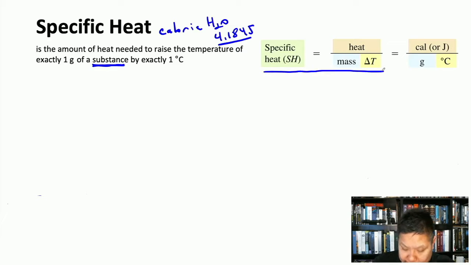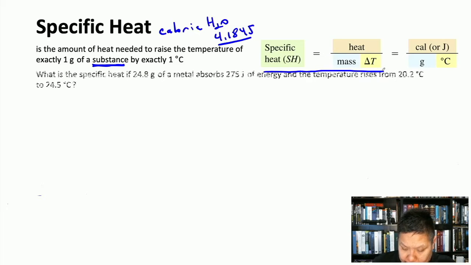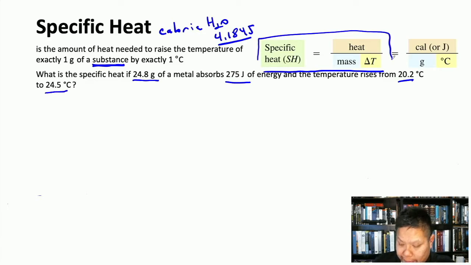So let's do a little bit of an example here. We have 24.8 grams of some metal that we don't know what it is, and it's absorbing 275 joules of energy. The temperature change that occurs when it absorbs that energy is 20.2 degrees Celsius to 24.5 degrees Celsius. So we just need to use this equation to figure out what the specific heat of this unknown metal is.